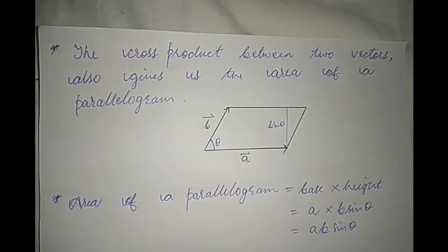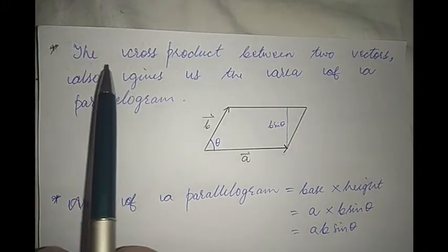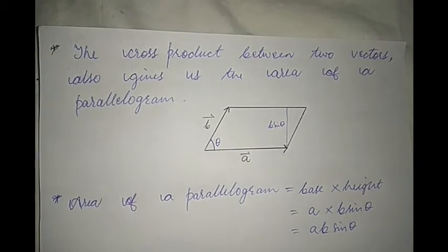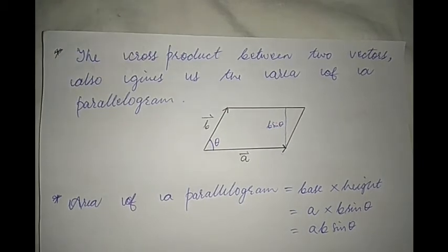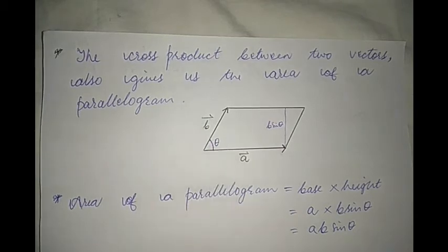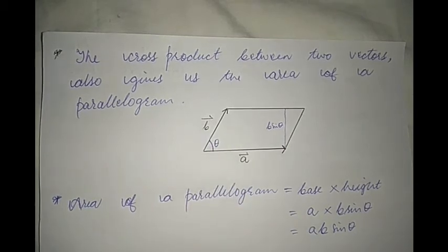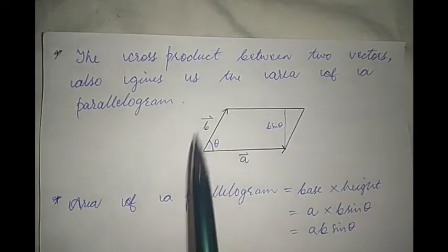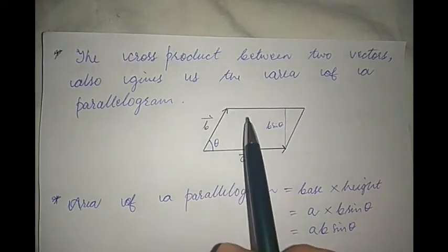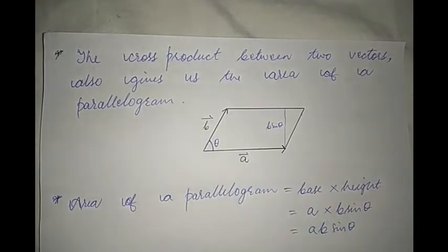Now I further want to talk about one last thing about cross product, which is that the cross product between two vectors also gives us the area of a parallelogram. So to say, if we have two vectors A and B, inclined at an angle theta with respect to each other and forming this parallelogram, then the cross product between these two vectors gives us the area of this parallelogram. That is how much surface this particular parallelogram is covering.